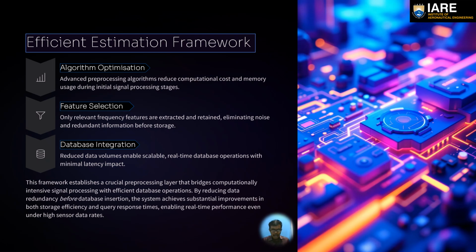Now let's discuss the efficient estimation framework. Here we have three main aspects to discuss. First one is algorithm optimization. Advanced preprocessing algorithms reduce computational cost and memory usage using initial signal processing stages. Feature selection. Only relevant frequency features are extracted and retained, eliminating noise and redundant information before storage.